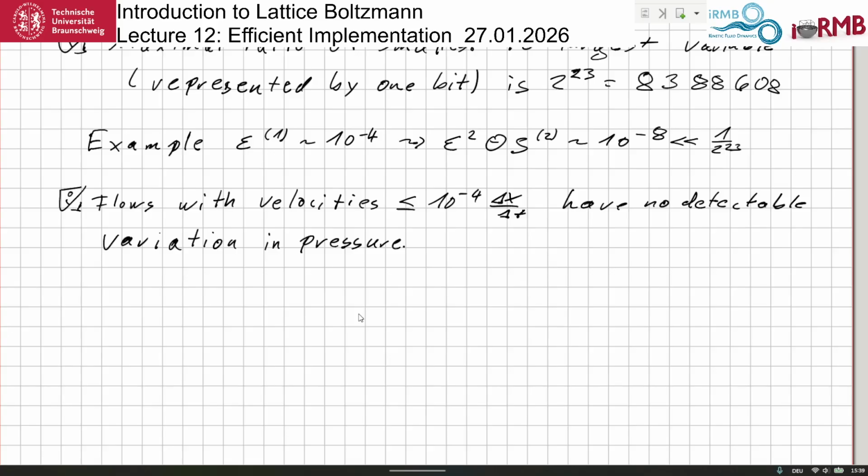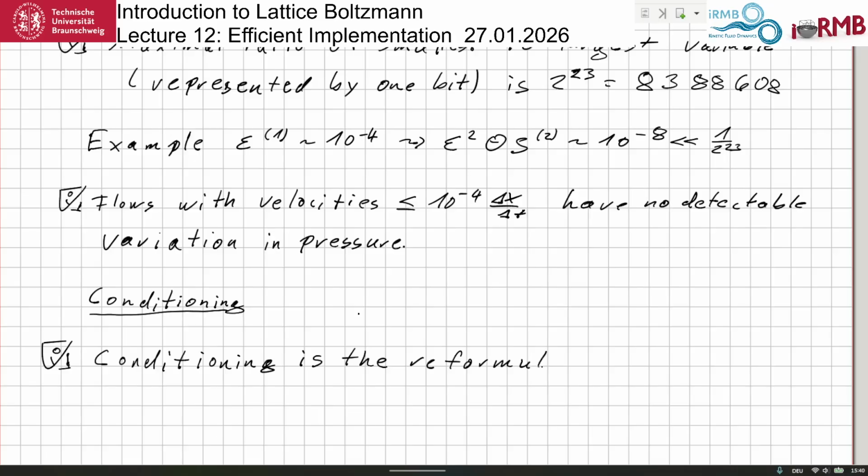Okay, so now I told you the problem. What is the solution? There are a couple of ways to deal with this, and we call these methods altogether conditioning. Maybe, I made it clear that I'm not a mathematician, so mathematicians may have a slightly more accurate definition for this, but let me define what we in this lecture consider to be conditioning. Conditioning is the reformulation of a problem with the aim to reduce round-off errors.